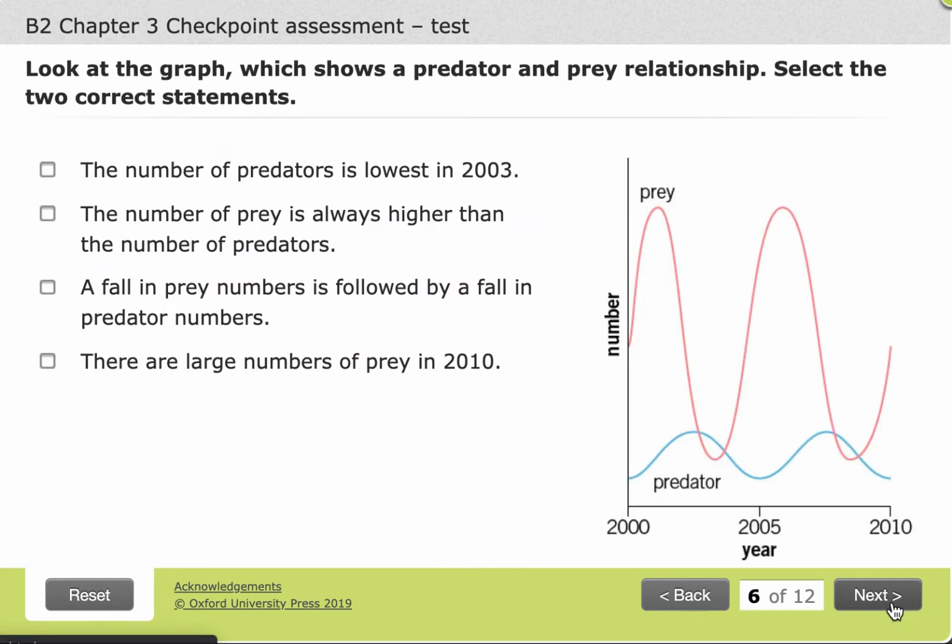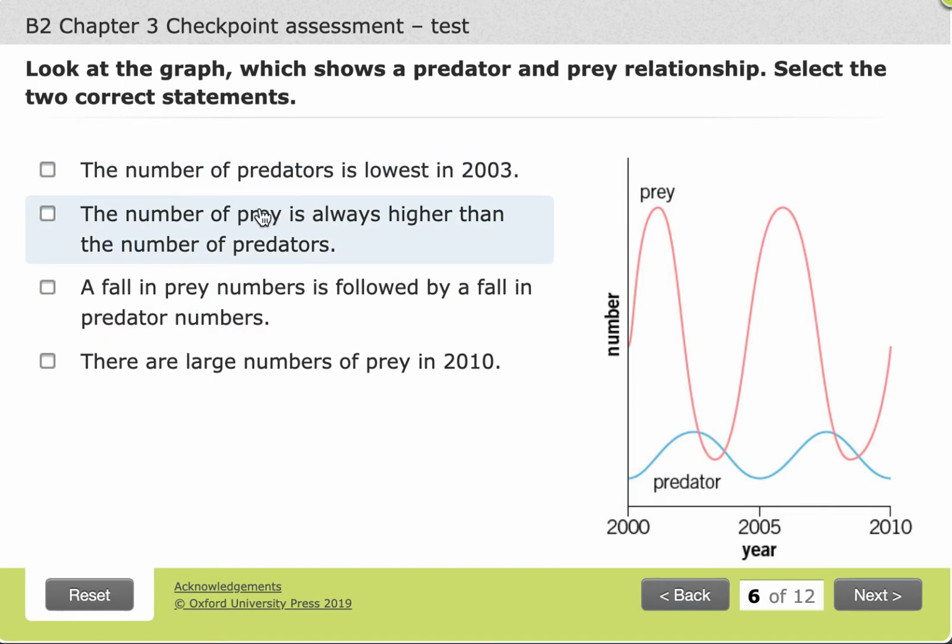Okay, we then move on to look at predator-prey relationships, and we're looking at two statements which describe what's going on here. Here you've got a number of predators in blue and prey in red, and they're both oscillating. This is our interdependence. Let's have a look. The number of predators is lowest in 2003. Well, we have a look here. Predator numbers are actually very high, somewhere between 2000 and 2005, so we would assume that that is wrong.